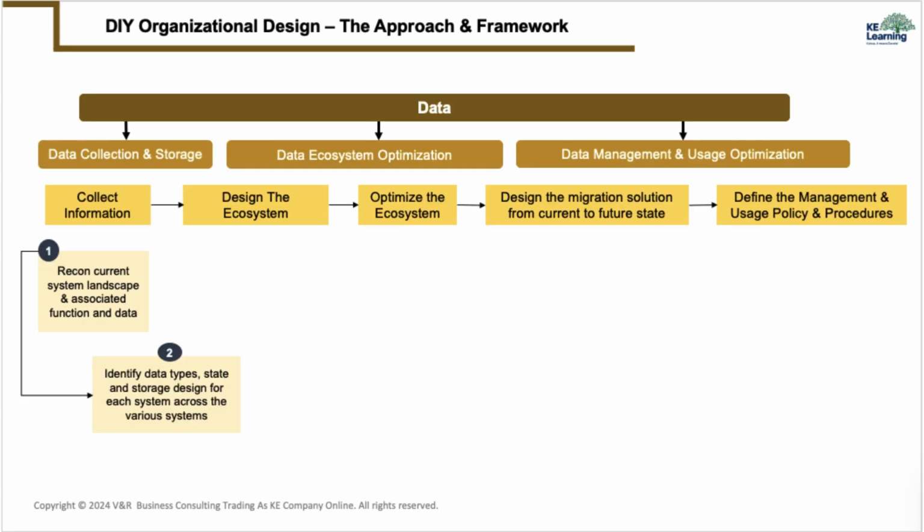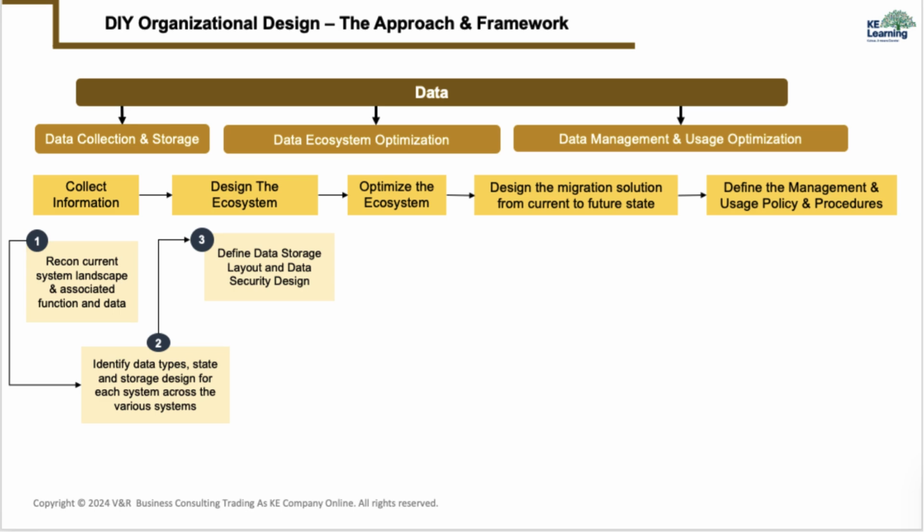The type of data, state of data, and the storage layout of the data across all the various systems in the current way of doing things are also a key piece of information to collect as input to this process. The secured data storage layout and design is the first component of the data ecosystem we choose to start with.